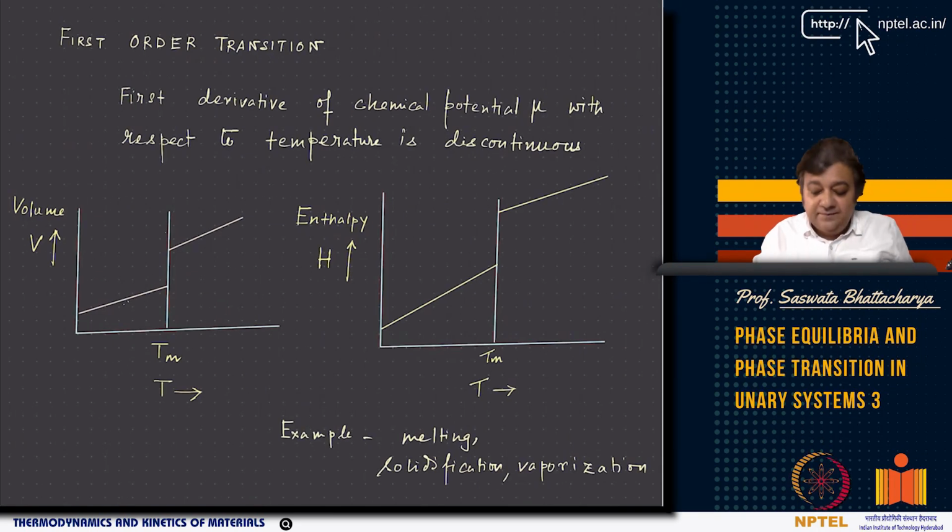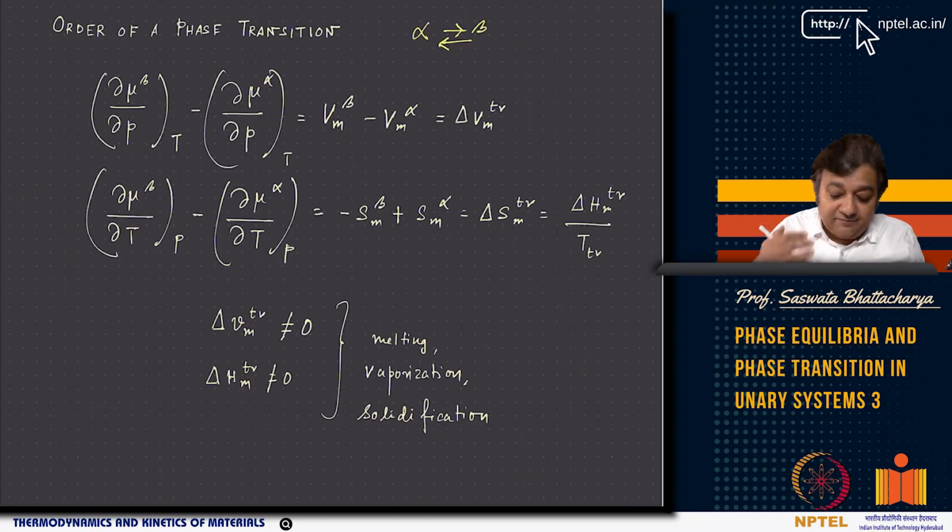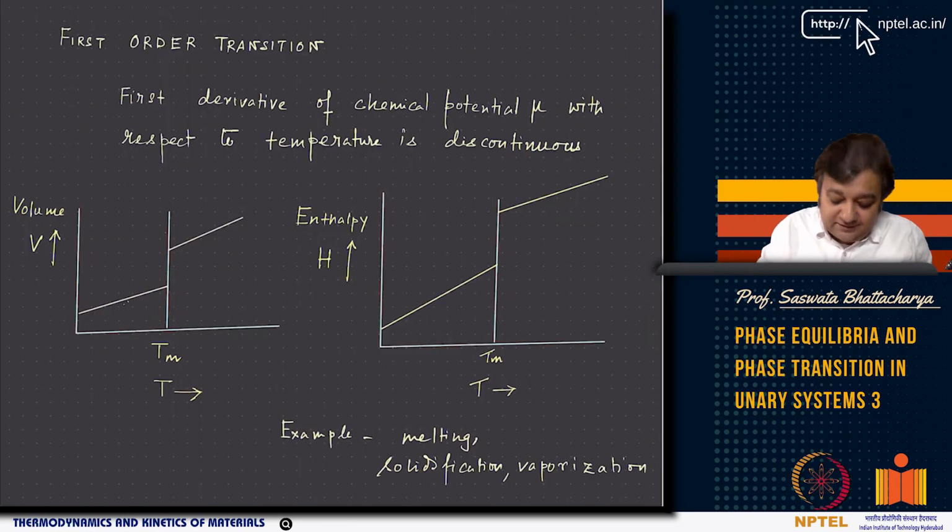If you look at that, you will see one very interesting point when you plot them. For example, if I plot volume versus temperature, this is like the alpha phase. Tm is your melting point. So I am talking about a melting transition or a solidification transition. Tm can be defined as the melting point or freezing point. You can also call it the freezing point.